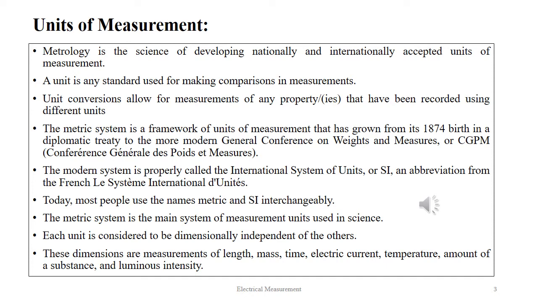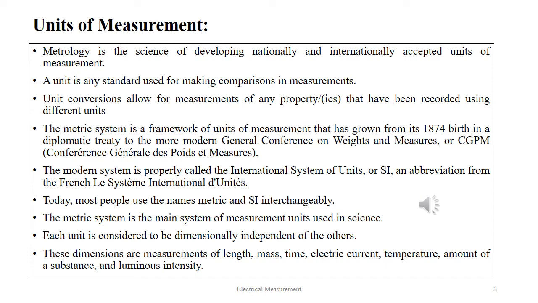The metric system is the framework of units of measurement that has grown from its 1874 birth in a diplomatic treaty to the more modern General Conference of Weights and Measures. The modern system is properly called International System of Units or SI, an abbreviation for the French Le Système International d'Unités. Today, most people use the names metric and SI interchangeably.